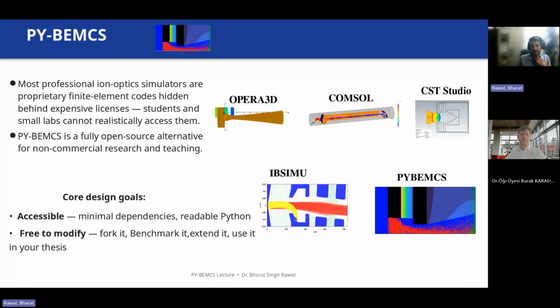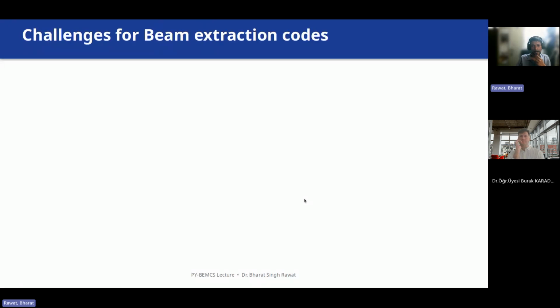And in the current lecture, I would also like to introduce an extended tool for IBSIMU, which I'm trying to develop, which I will showcase in coming slides.